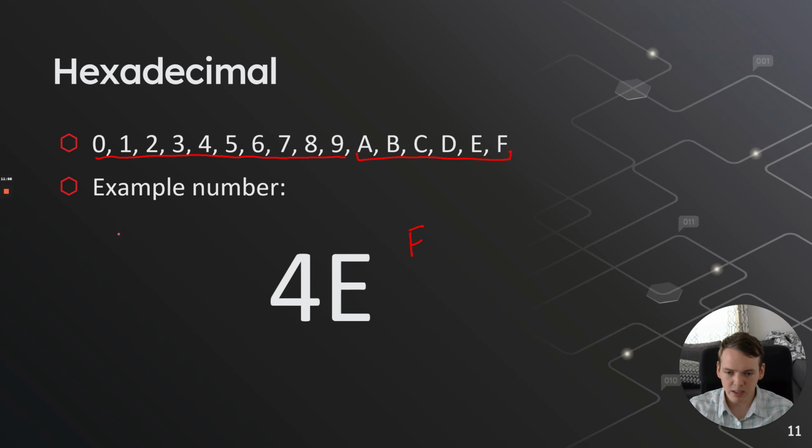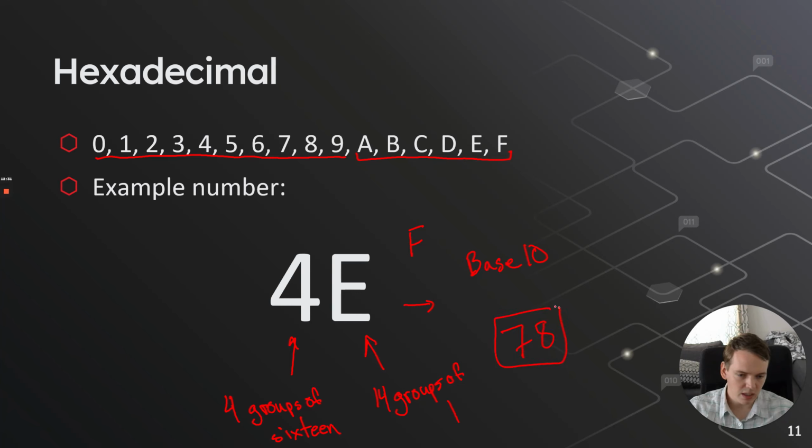So an example here is this 4E. So if I wanted to convert that to base 10, this is E, so that's 14 groups of 1. And 4 would be 4 groups of 16. And so 4 groups of 16 plus an extra 14 will give us 78.